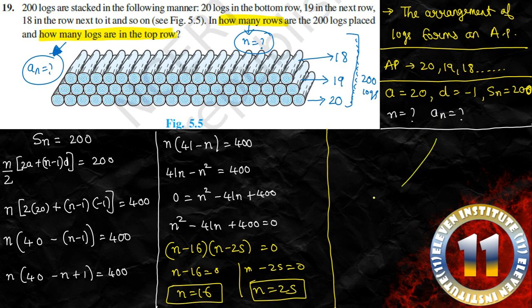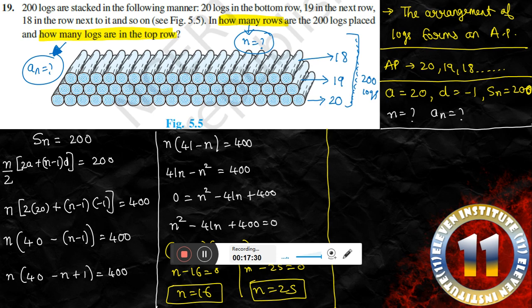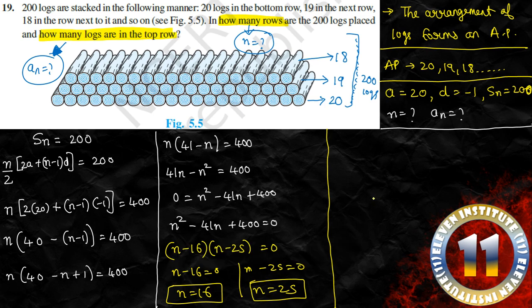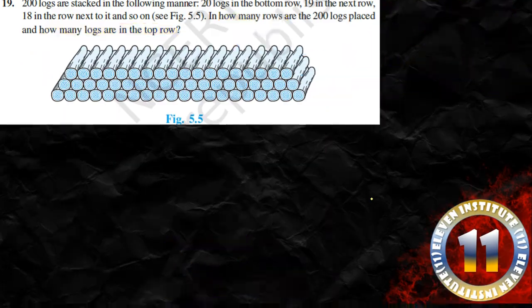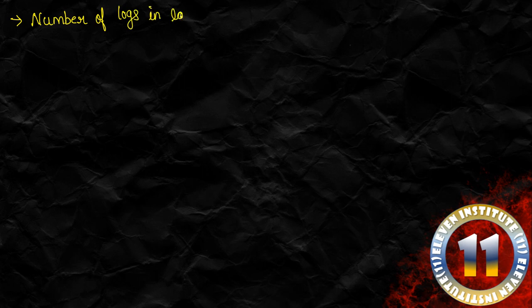But before going to the value of an, I request you to please pause the video and write this much down in your CW. Alright, once you have finished this, we shall move ahead and try to find the value of an. Right, so now we shall write over here number of logs in the last row is equal to an.